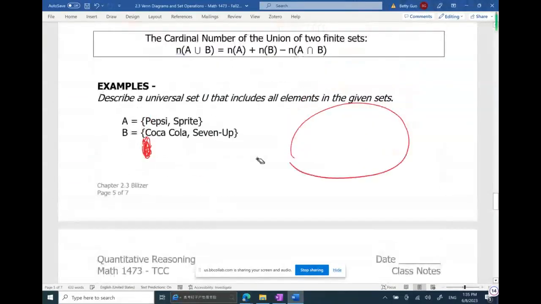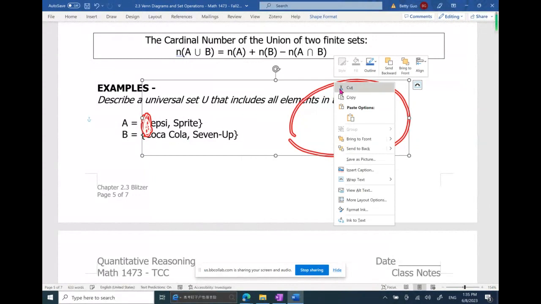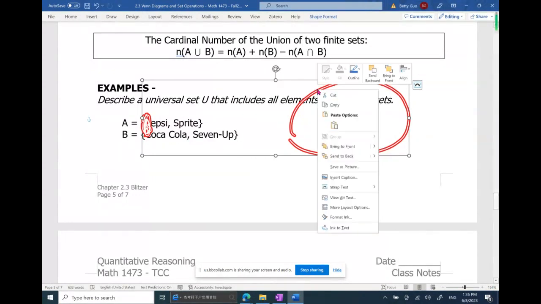Let's work on examples. I think the best way to understand, I'm trying to erase that. Let's see if I can erase that. Yes.